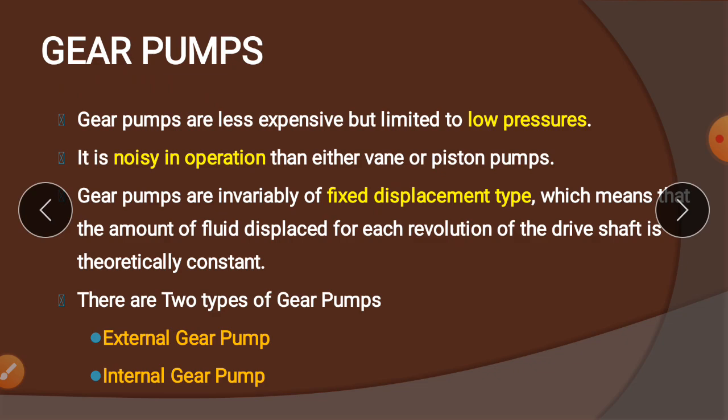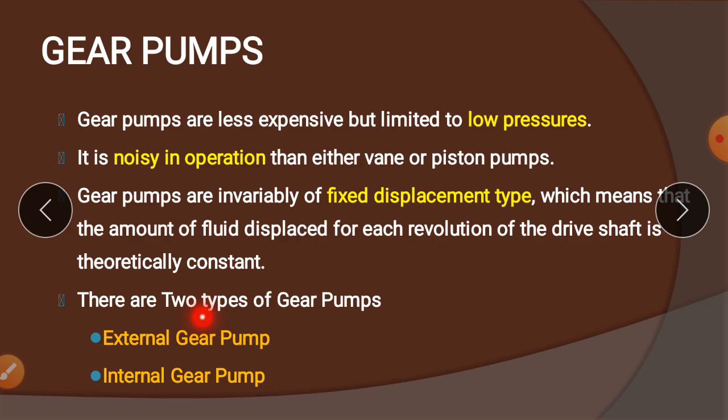But if you go to the vane pump and piston pumps, they are variable displacement pumps. Why? Because we can vary the displacement, and by that we can have more applications. In a fixed displacement pump, the amount of fluid displaced for each revolution of the drive shaft is theoretically constant. But in vane pumps and piston pumps, the fluid which is discharged or displaced can be varied by some arrangements.